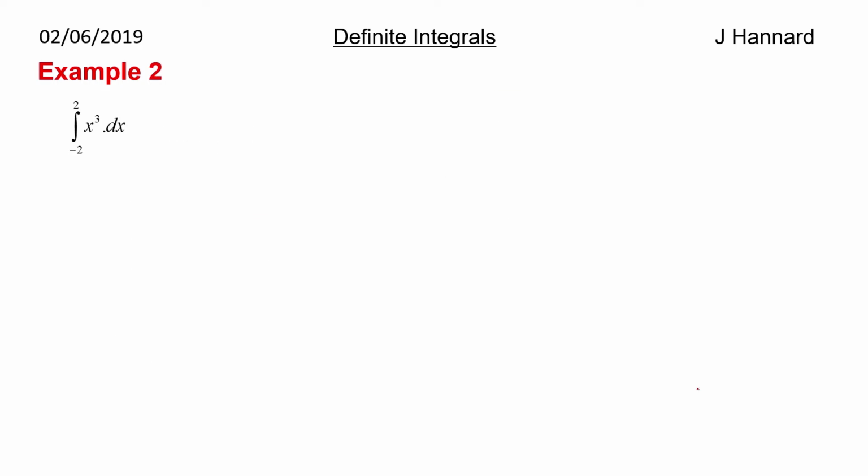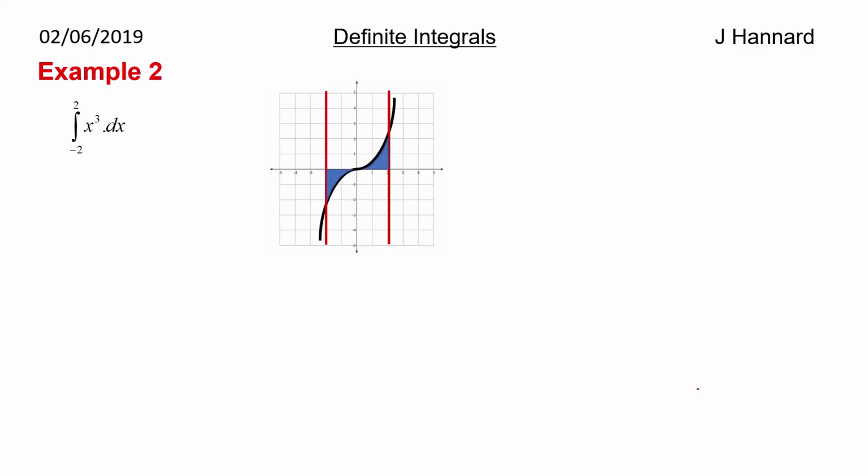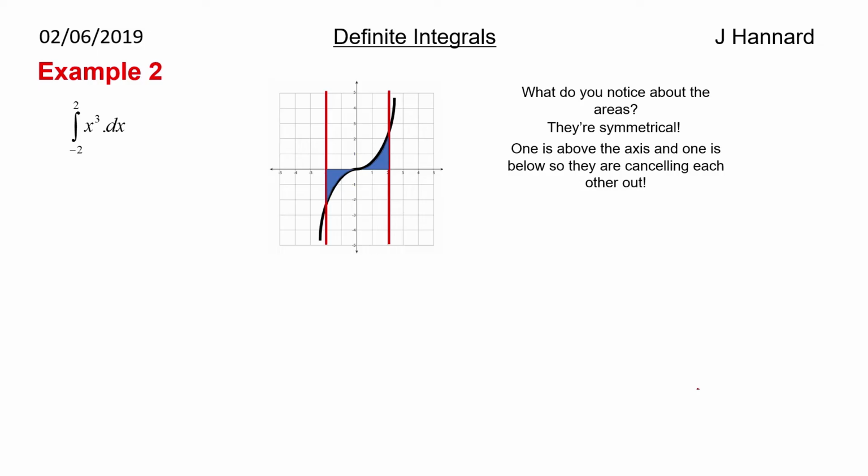So this is the same integral that we had in the sort of premise of this lesson. So the integral between minus 2 and 2 of x cubed with respect to x. So once again, we draw our graph and put up our goalposts at 2 and minus 2. And what do you notice about those areas? Well, they're symmetrical. So that'll come into it a little bit. One is above the axis and one is below the axis. So they're going to cancel each other out basically when you do the calculation.